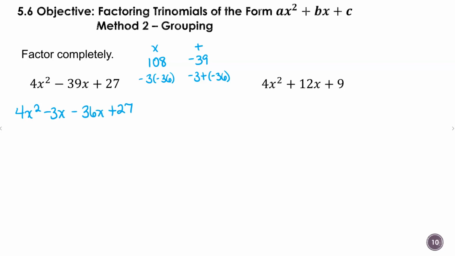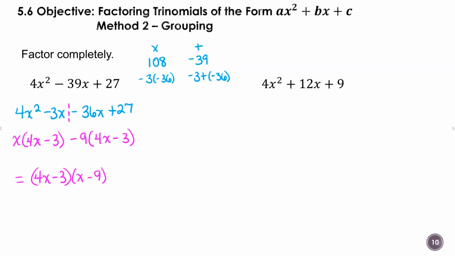And then we group and factor. So group it by 2 and 2. We're going to take out an x. That leaves me 4x minus 3. Take out negative 9, and that's 4x minus 3. And then in factored form, 4x minus 3 times x minus 9.